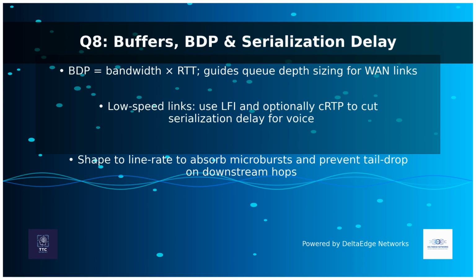Question 8. Buffers, BDP and serialization. A classic theory question: BDP, or bandwidth-delay product? It's bandwidth times RTT, and it helps size queues on WAN links. On low-speed links, use link fragmentation and interleaving, or LFI, and optionally compressed RTP to reduce serialization delay. And remember to shape to line rate. This absorbs microbursts and protects downstream buffers.